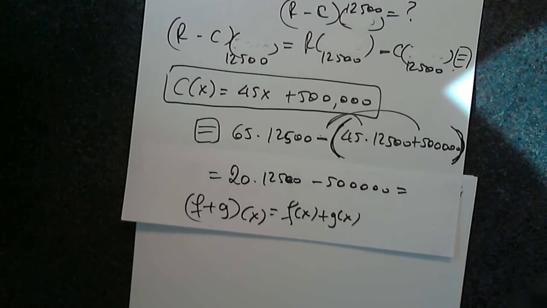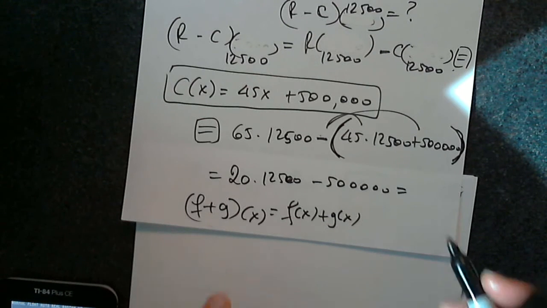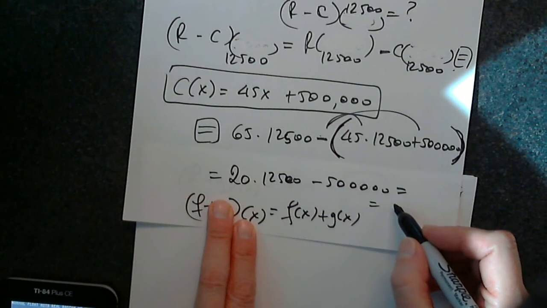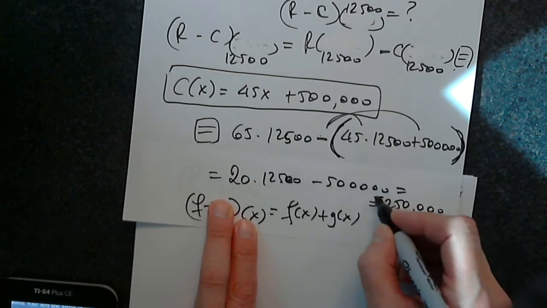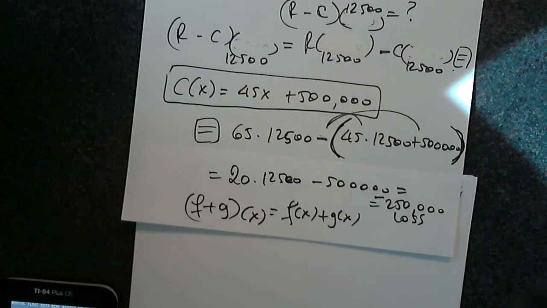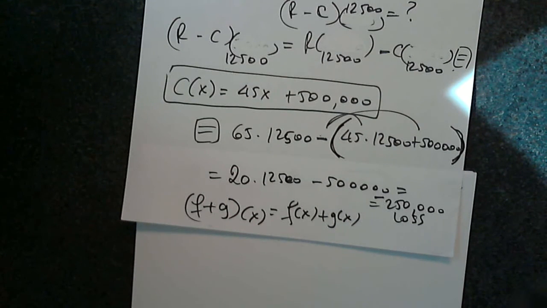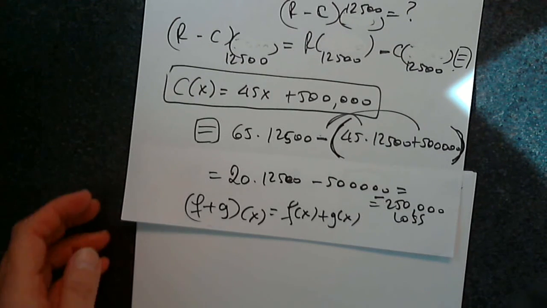But that's how we write the function, adding and subtracting functions. Okay, so if everything is okay, I got a loss. Am I correct with all my numbers? I got a loss, because it's minus, of $250,000. Okay, let's see the next question.